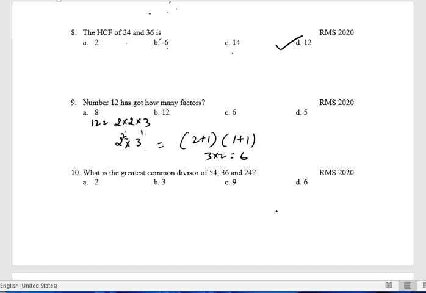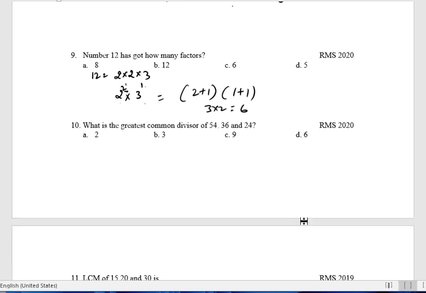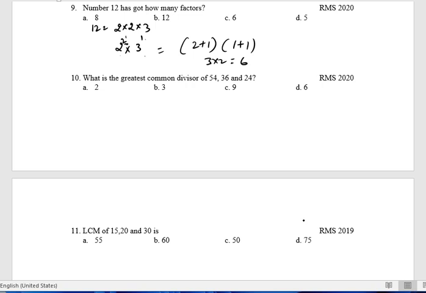Next question is, what is the biggest common divisor of 54, 36? I have done already. Next question is, LCM of 15, 20 and 30. So how to go with LCM? We know we have to divide 15.